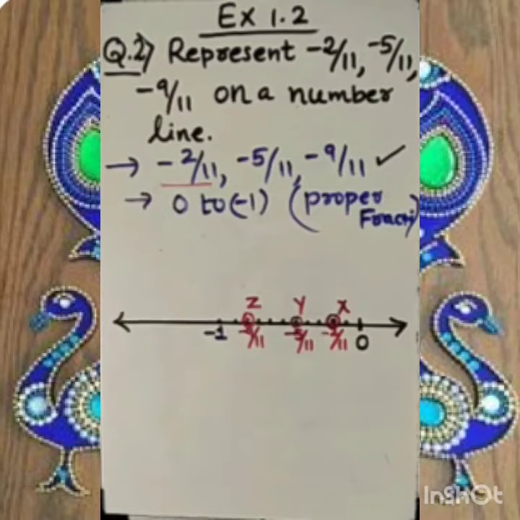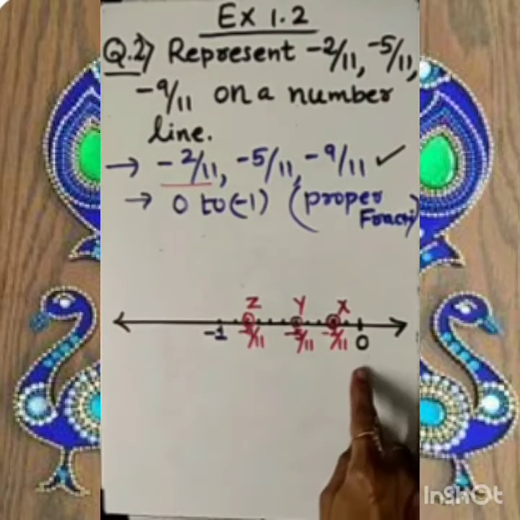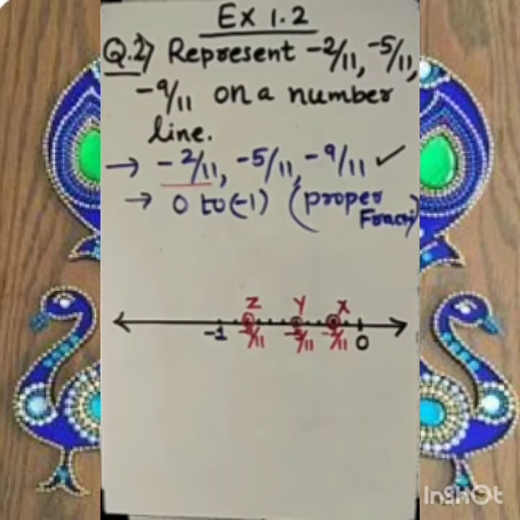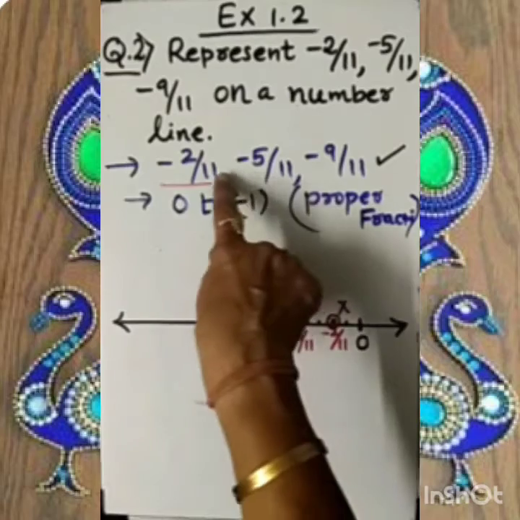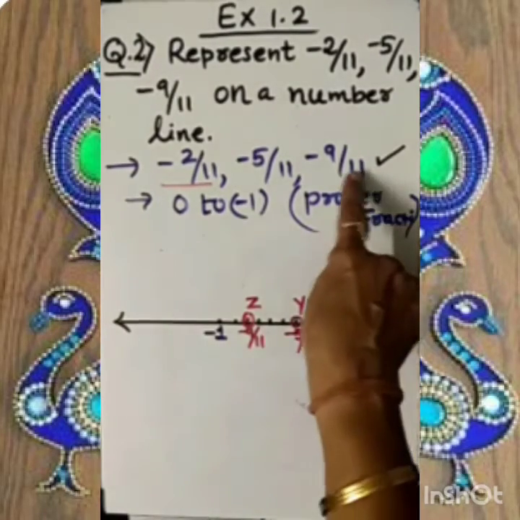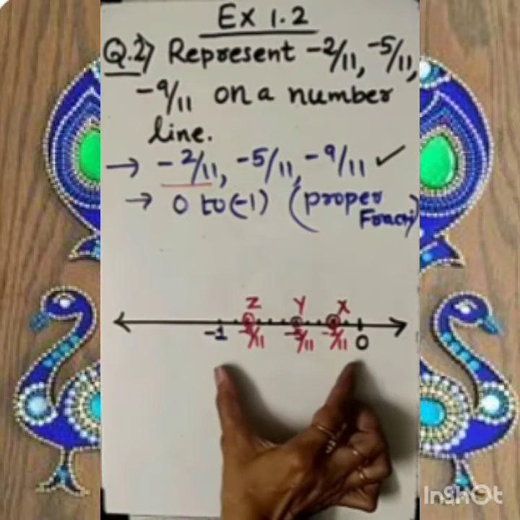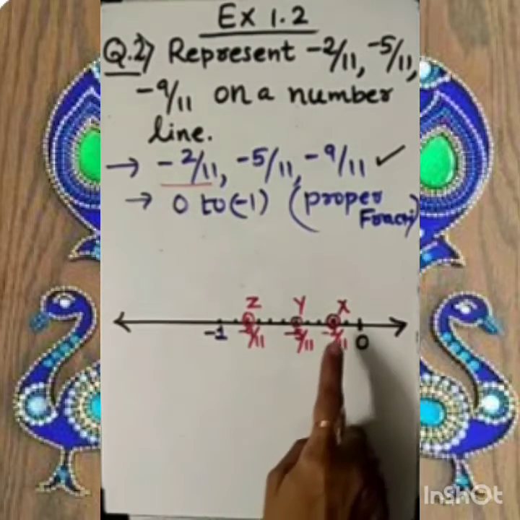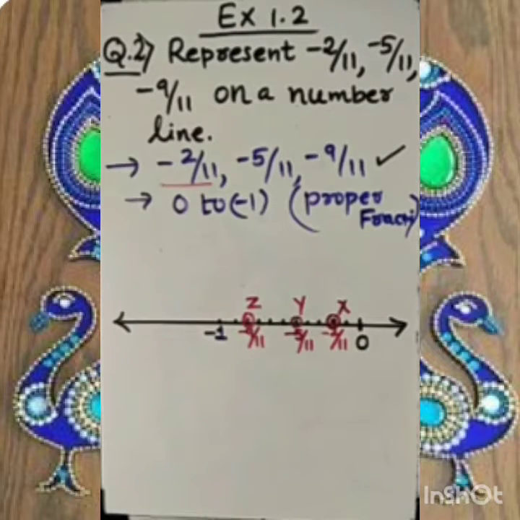First step, what we have done? First, decide whether it is proper or improper. If it is proper, then as it is negative, the location of the point we will find between 0 and -1. Then second, we need to check how many equal parts we want. Here we want 11 equal parts between 0 and -1. So the scale is quite big. That's why this time I have chosen 1 centimeter. Okay. So according to that, the required points to locate the rational numbers on a number line are complete.